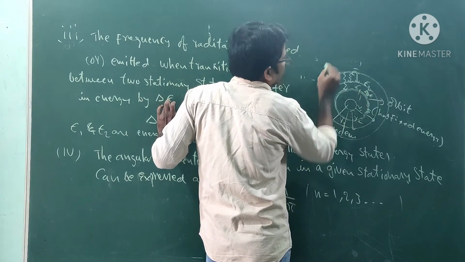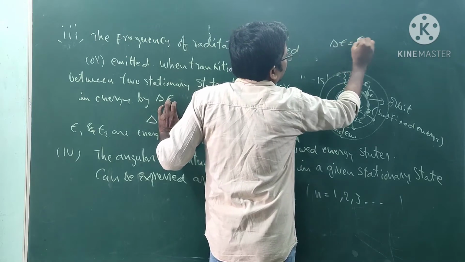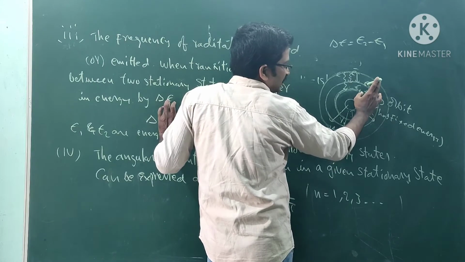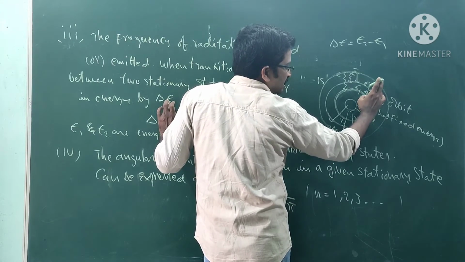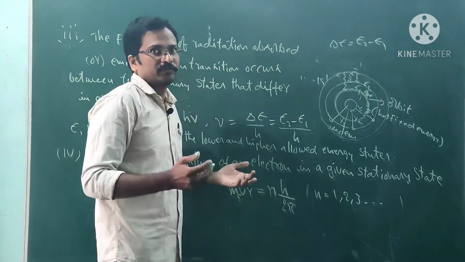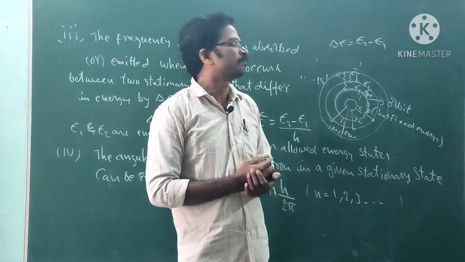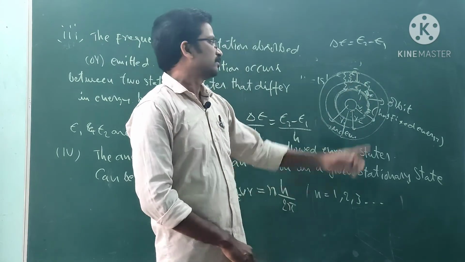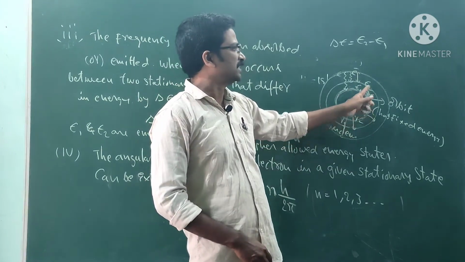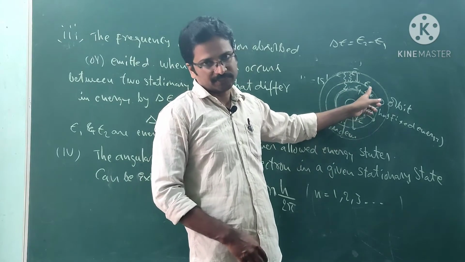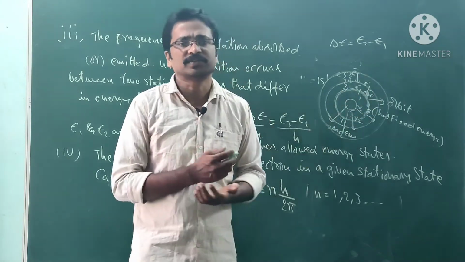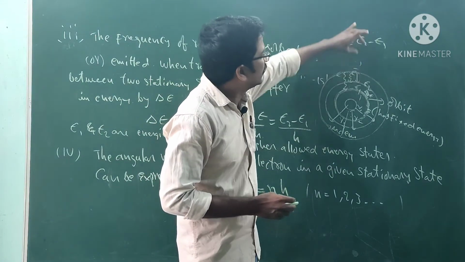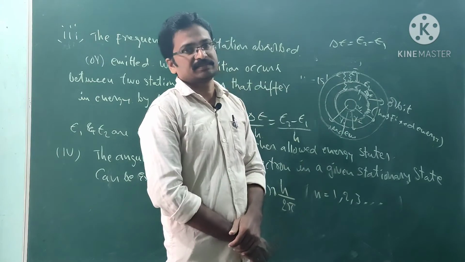Okay, del E means E2 minus E1. This energy minus this energy means the difference between these energy states. We know from the previous point that each orbit has a fixed energy. The first orbit has some fixed energy, the second one has some fixed energy, and the third one has some fixed energy. The difference of these two energies is indicated like this.